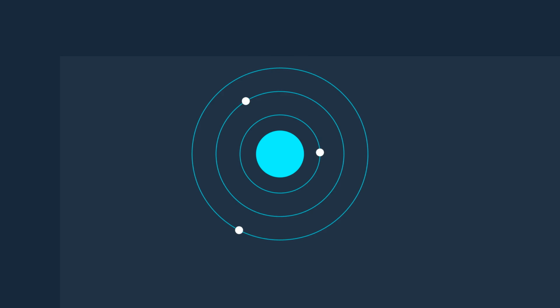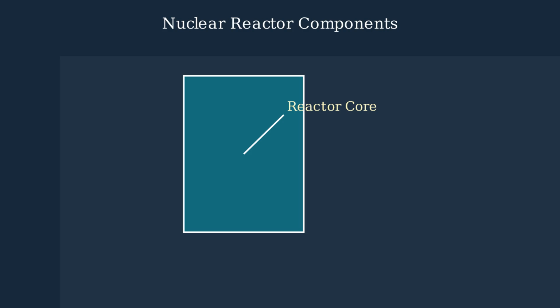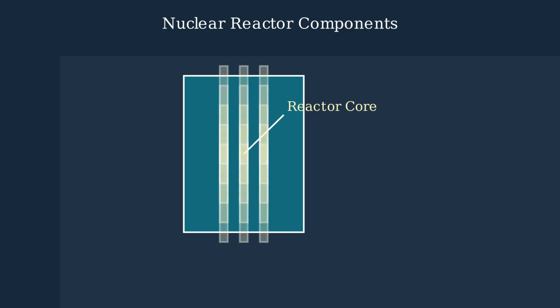Let's explore how nuclear power plants convert nuclear reactions into electricity. The core component of a nuclear power plant is the reactor, where controlled nuclear fission occurs. Fuel rods containing enriched uranium are arranged in the reactor core. These rods contain the fissionable material that undergoes nuclear reactions.